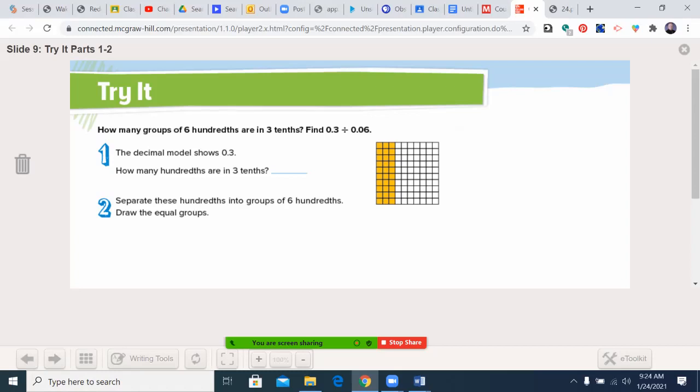How many groups of 6 hundredths are in 3/10? And you can see here, my 3/10 are shaded in using the hundreds block. So how many hundredths are in 3/10? Now, if you have ten in each column, so you get 3 groups of that, you have 30.